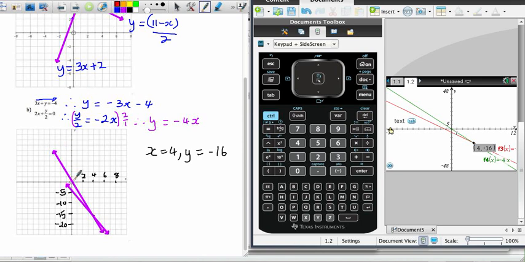And so the one passing through the origin is the function y equals minus 4x. The other function is y equals minus 3x minus 4, and our point of intersection is 4, minus 16. And that concludes the demonstration.